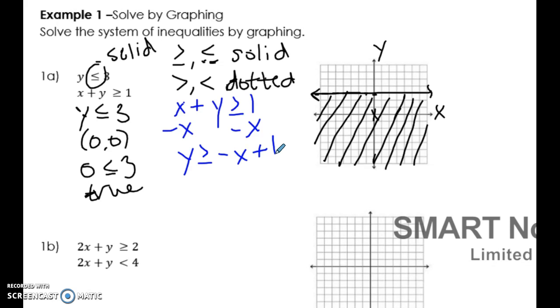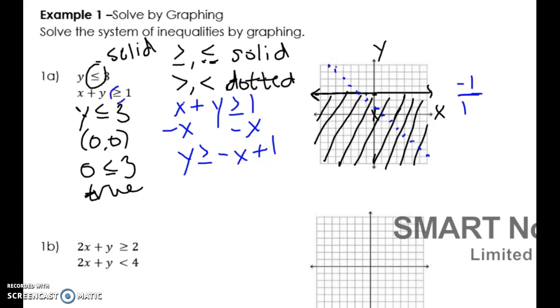My y-intercept is 1, and my slope is negative x. Remember, if it's negative x, that's like negative 1 over 1, so I'm going to go down 1 over 1, down 1 over 1, down 1 over 1. When you're graphing inequalities, it's very important to cover the whole span of the graph. That will make your answer much more succinct. From that y-intercept, I can also go up 1 and back 1. So I'm going to do that as well, all the way across this graph. You'll see why this is important in a second.